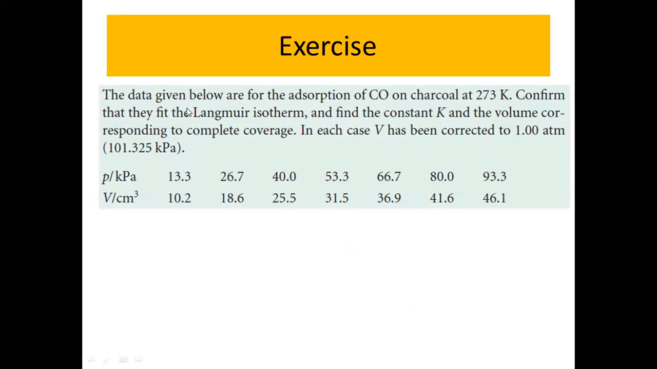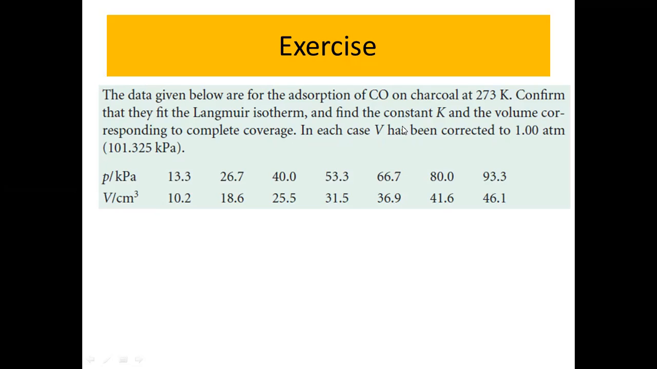As already said, this data will fit the Langmuir adsorption system, and this would be the verification of the Langmuir adsorption system. And the rest, the volume and the pressures, are given over here. You need only this data to verify the Langmuir adsorption system and to calculate the V infinity and the adsorption constant, or the equilibrium constant.